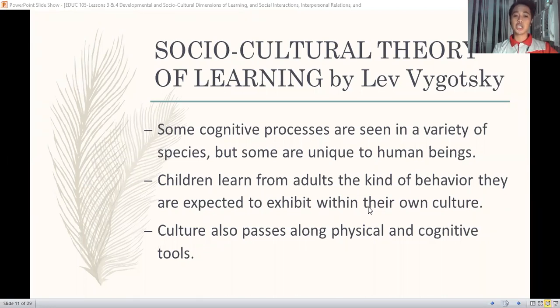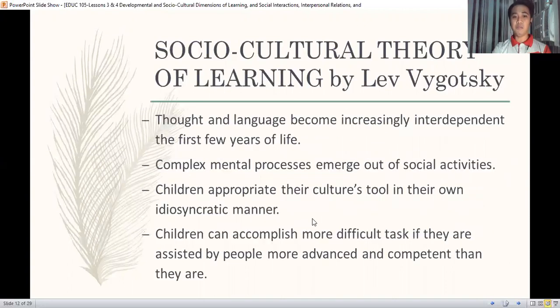Another, culture also passes along physical and cognitive tools. Okay? So it means we are the ones who determine the type of culture that we are in. It's already established by the way we think, by the way we interact with people. We are the ones changing the culture. Okay? We are the ones giving meaning to our culture. It's along physical and cognitive tools. It's the way we comprehend what we see, what we experience in our environment. Okay, more on the sociocultural theory of learning by Lev Vygotsky.